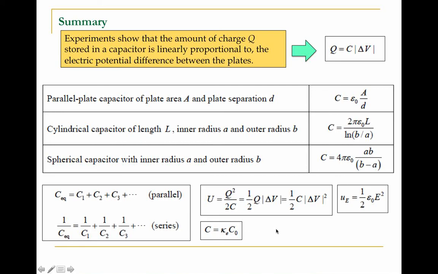And this is a summary. This is all we have taken. If you comprehend this slide and understand it, then the rest is just application. So I'll stop here, and in part 2, we'll look at examples and calculations or applications of all of these formulas.